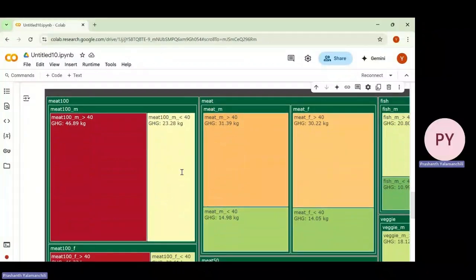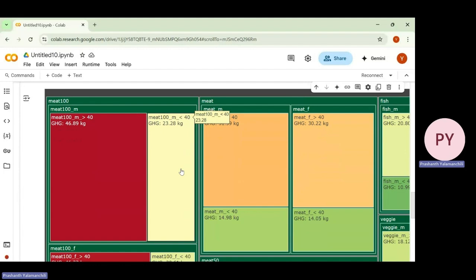So if you look at the tree map, the colors are designed based on the emission of greenhouse gases. The higher the emission, the darker the color. The higher emissions appear in red, while lower emissions appear in green. Each rectangle represents a diet group and its subcategories such as gender. And the larger the size of the rectangle, the higher the total cumulative GHG emissions. For example, larger boxes under meat 100 represent the dominant contribution to emissions.